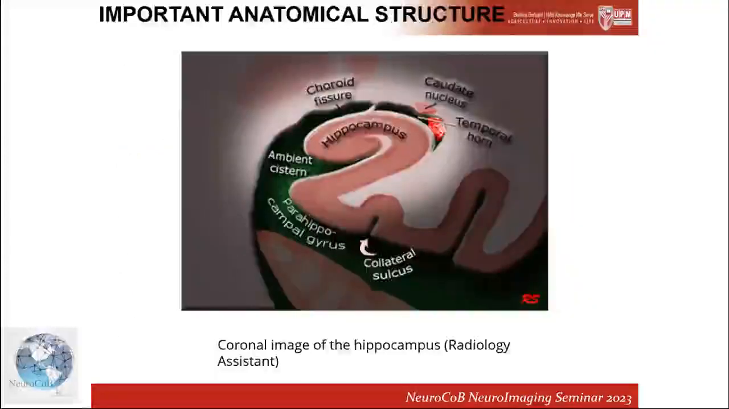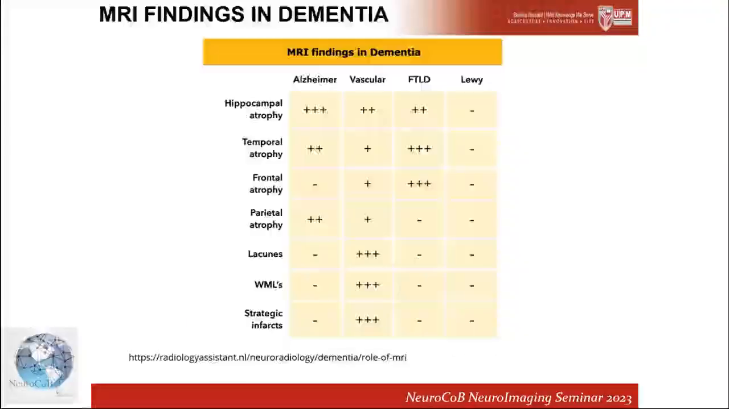So again, we go back to the anatomy just now. Remember the structures. So for MRI findings in dementia, we have all these signs that we have to look for. Okay, these are all the important signs: hippocampal atrophy, temporal atrophy, frontal atrophy, parietal atrophy, lacunar infarcts, white matter changes, and also strategic infarcts.